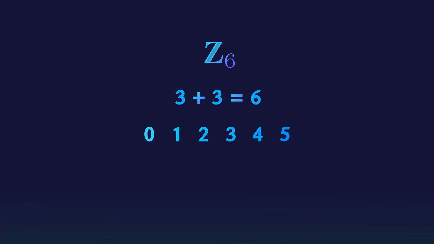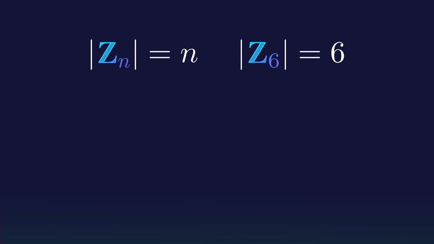So in this group, 3 plus 3 does not equal 6, but it cycles back to 0. Similarly, 4 plus 5 would usually give 9, but since we cycle back at 6, 7 equals 1, 8 equals 2, and finally 9 actually equals 3. Apart from the fact that the cyclic group has finite order, Z6 has 6 elements and Zn has n elements, not much has changed compared to the integers.